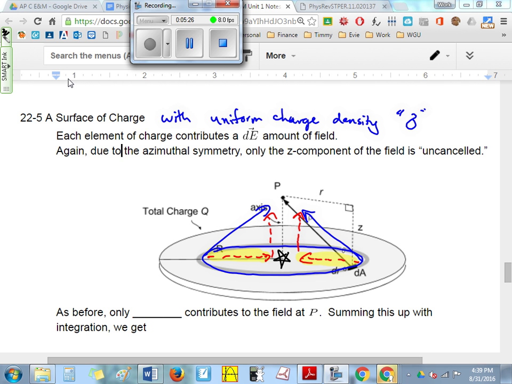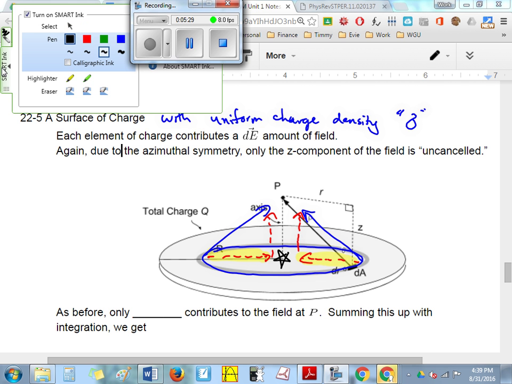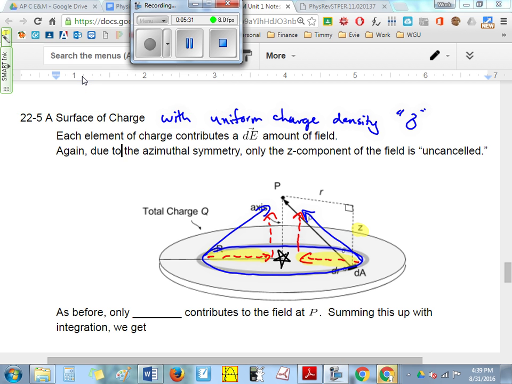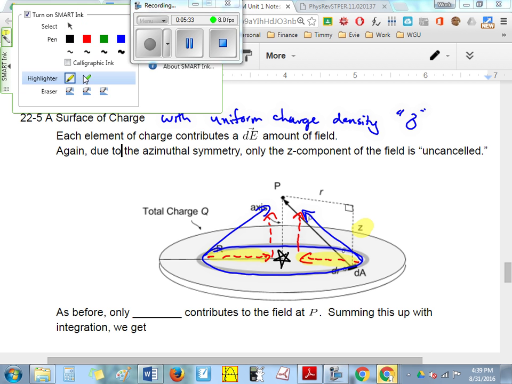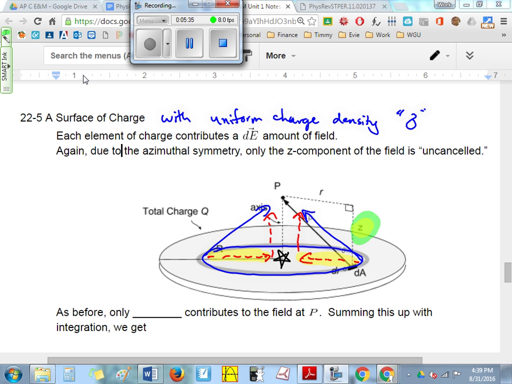But if you look at the y component, or I shouldn't say y, because technically this is labeled z. If you look at the z component, the upwards component, you'll notice that those are constructive. They add together. You see, they add together. Okay, so the upwards field is all that matters.